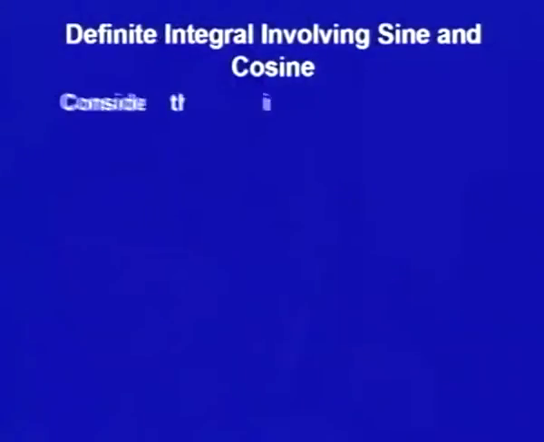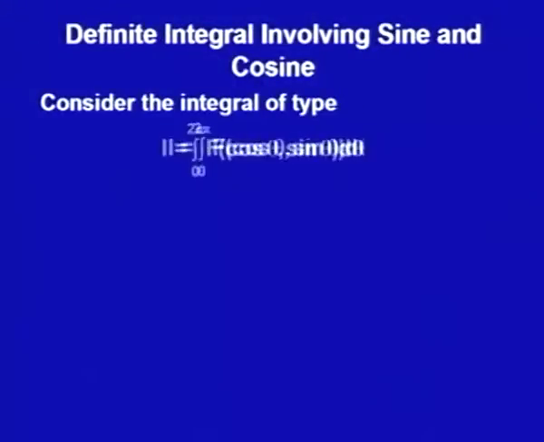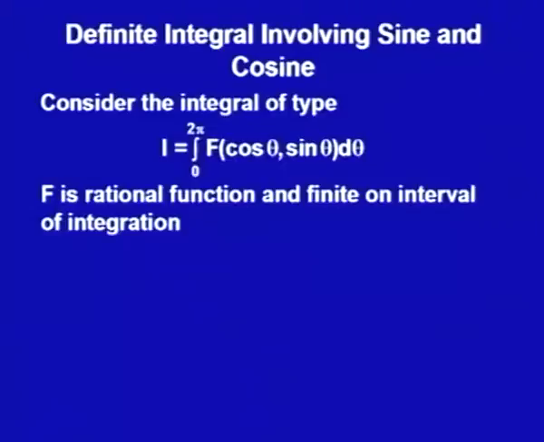First we will see the definite integrals of those functions which involve sine and cosine functions. So, let us consider an integral of the type 0 to 2 pi of a function F of cos theta, sin theta, integrated with respect to theta. This F of cos theta, sin theta is a real function. Moreover, we are assuming that F is a rational function and it takes on finite values in the whole interval of integration. That is, it never goes infinite at any point inside the interval of integration.